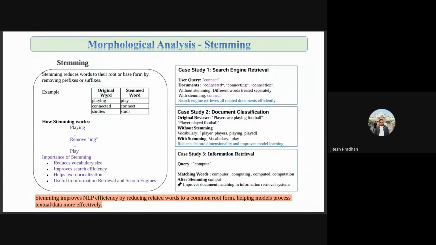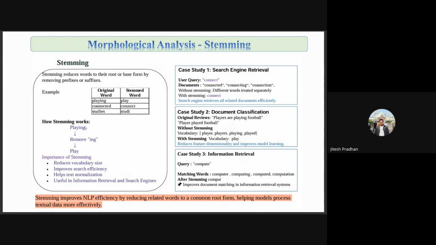For example, let's take an original word, playing. The stemmed word, where we have removed the suffix, is play. It is the root of the word, carrying the actual meaning. Connected, where we have removed the ed, becomes connect only. Studies becomes studi, where in this case it is i, but actually the spelling would be y. But the phoneme is the same. So how does stemming work? We take the input, the actual original word.